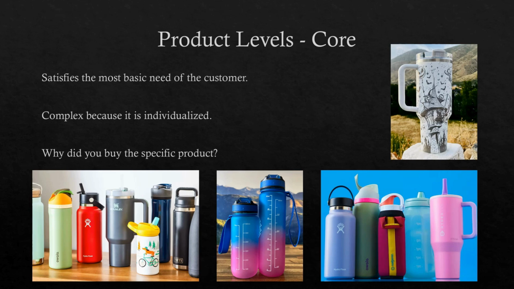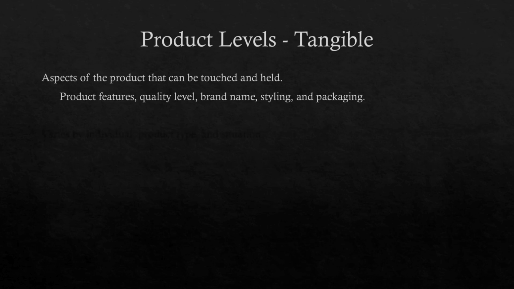Once we've identified the core benefit, we move to the tangible product. The tangible product refers to all aspects of the product that you can actually touch and hold. This includes things like product features, quality level, brand name, styling, and packaging. These are the physical and observable characteristics that you evaluate when you're standing in the store or browsing online.